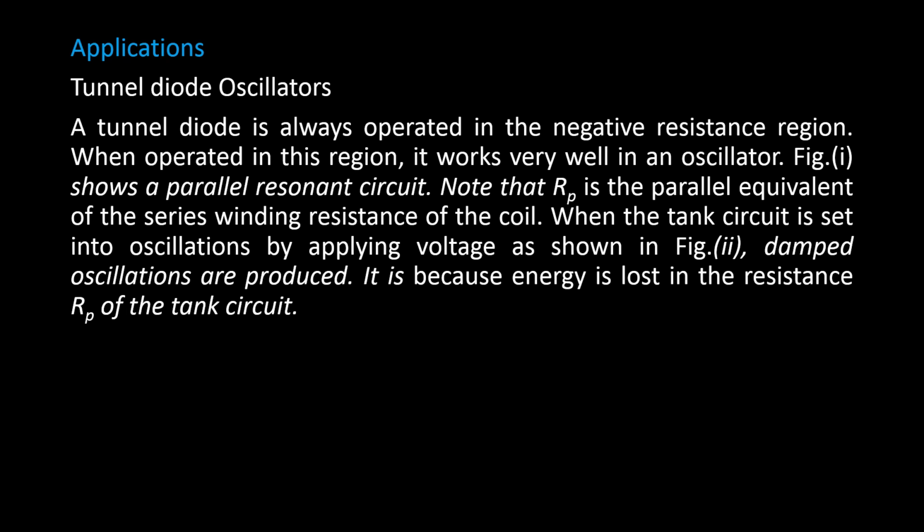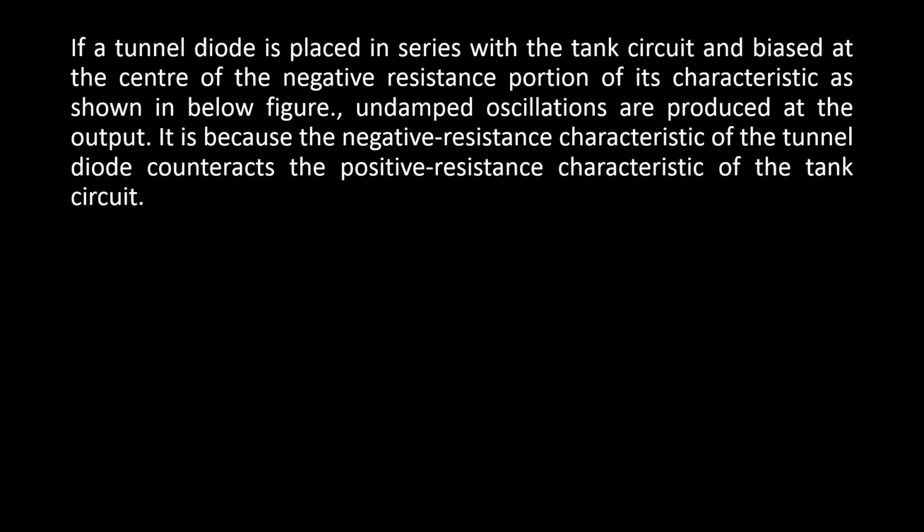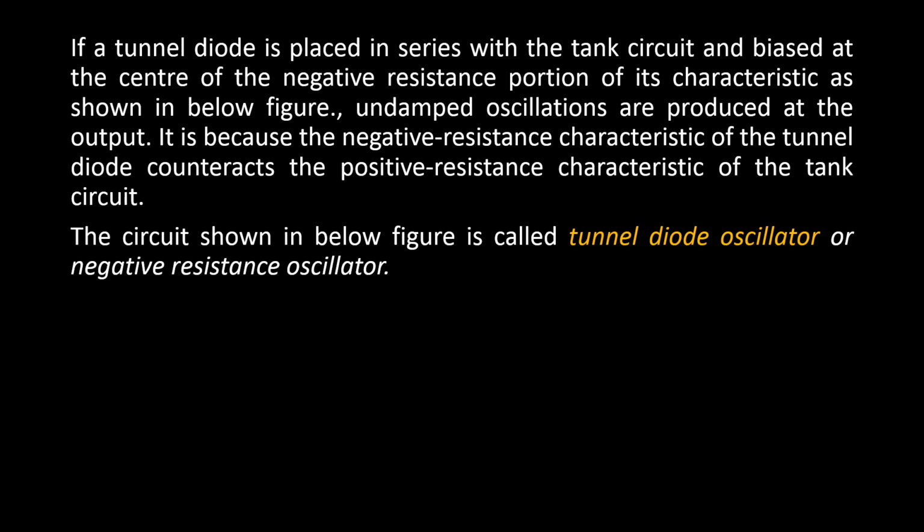When the tank circuit is set into oscillations by applying voltage as shown in Figure 2, damped oscillations are produced. It is because energy is lost in the resistance Rp of the tank circuit. When biased at the center of the negative resistance portion of its characteristic as shown in the figure below, undamped oscillations are produced at the output. It is because the negative resistance characteristic of the tunnel diode counteracts the positive resistance characteristic of the tank circuit.